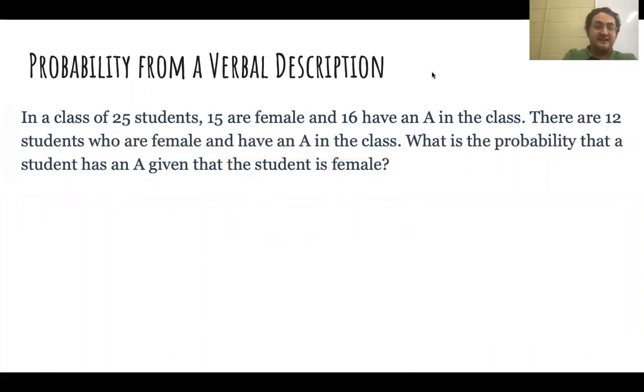Okay, let's look at an example here. We have a class of 25 students and 15 are female and 16 have an A in the class. There are 12 students who are female and have an A in the class at the same time. What is the probability that a student has an A given that a student is a female? In other words, what is the probability that a female, so we're restricting our population to females, has an A?